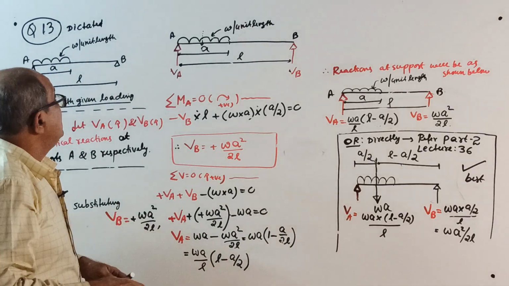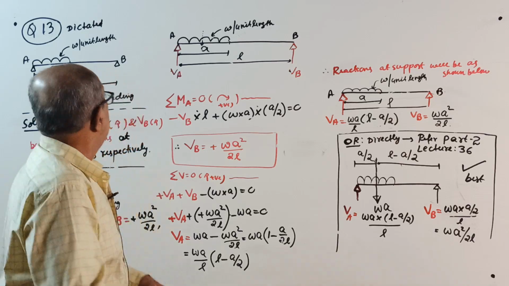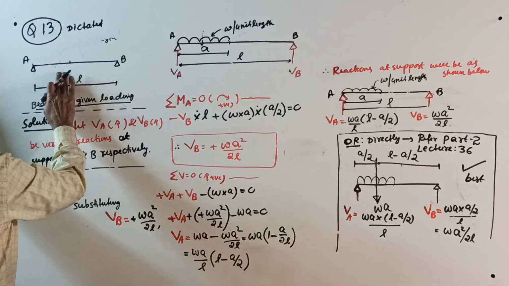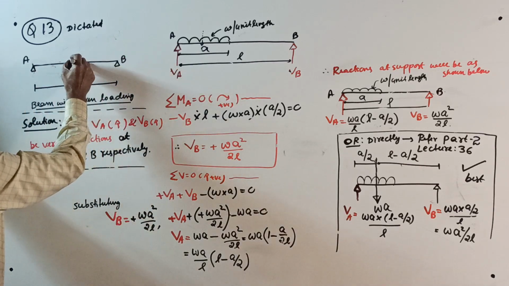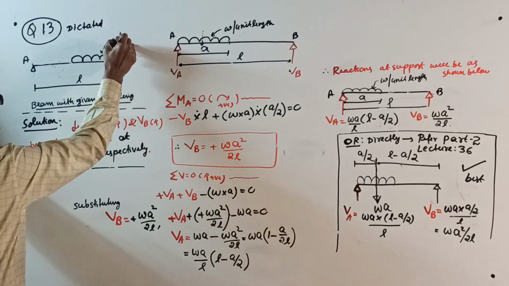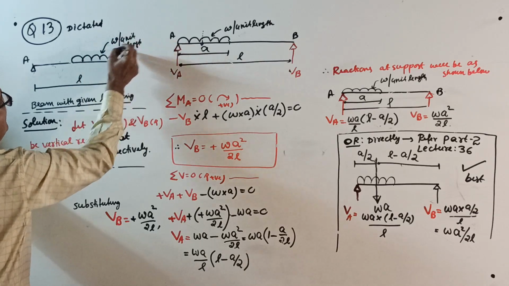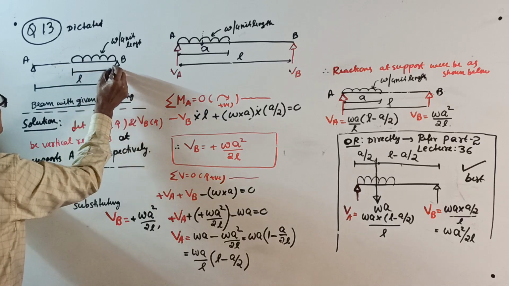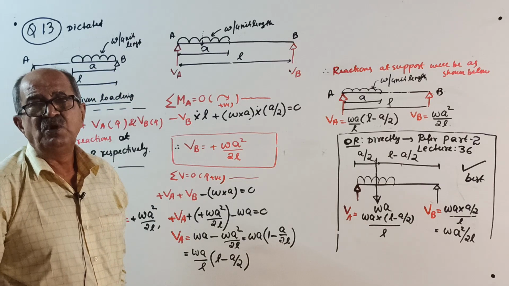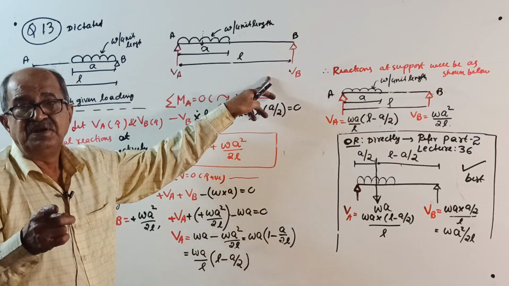Dictated. A simply supported beam of span L is loaded by a UDL of intensity, once again, W per unit length, for a length of A from right end. Okay, A from right end. Some will tell, sir, we can do it the same way. No, when you take moment, some distance will change.